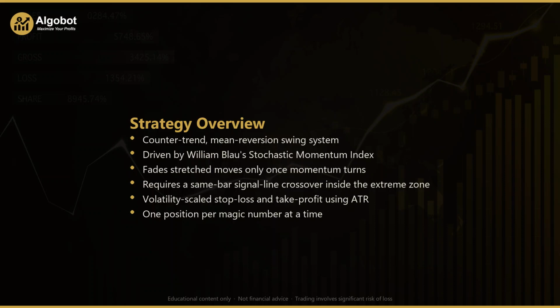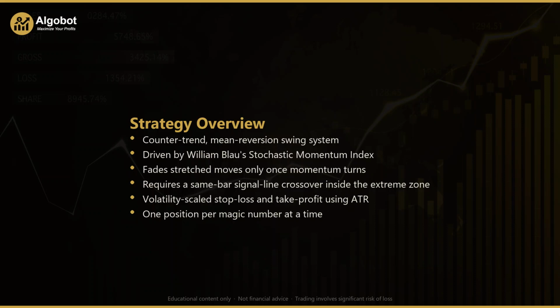The engine behind it is the Stochastic Momentum Index, often shortened to the SMI. Where a plain stochastic asks where price sits inside its recent range on a scale of 0 to 100, the SMI asks how far the close is from the center of that range, and then double smooths the result. This produces a line that swings roughly between -100 and +100, centered on 0. Because it is smoothed twice, the SMI is far less jittery than a raw stochastic, so its extreme readings tend to be more meaningful.